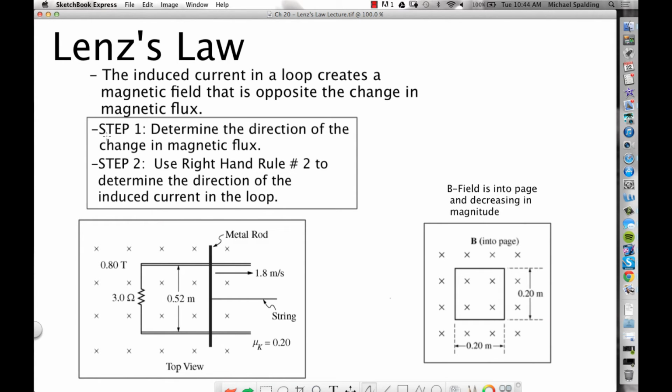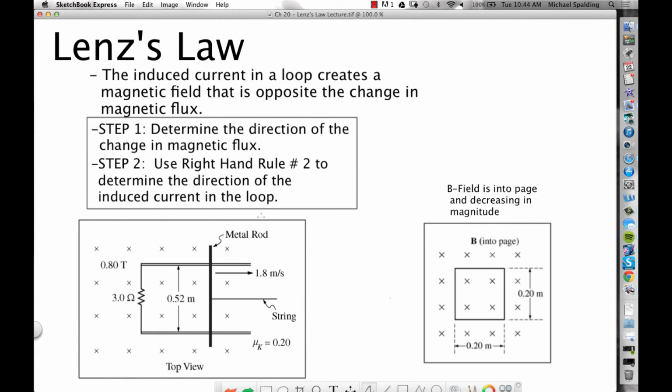So here are your 2 steps. Step 1, determine the direction of the change in magnetic flux. Which way does the magnetic flux change? Once you've identified that, go to step 2. Step 2, use right-hand rule number 2. Now, do you guys remember right-hand rule number 2? It's the one where your thumb is the current and your 4 fingers are the field. So for a straight wire, you stick your thumb in the direction of the current. The way that your 4 fingers curl, that's the direction of the magnetic field. So use right-hand rule number 2 to determine the direction of the induced current.